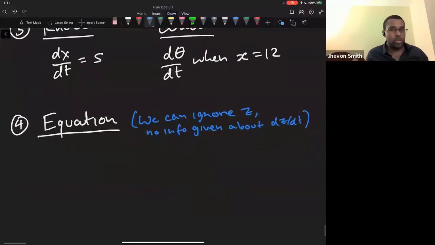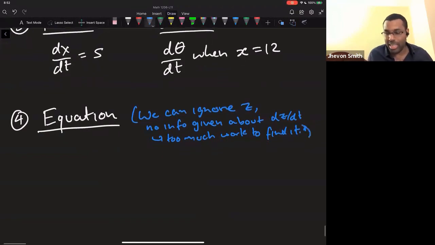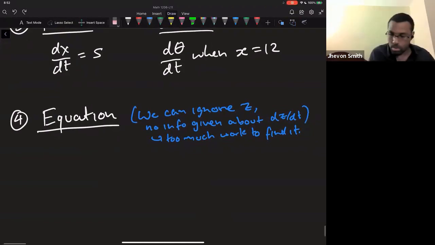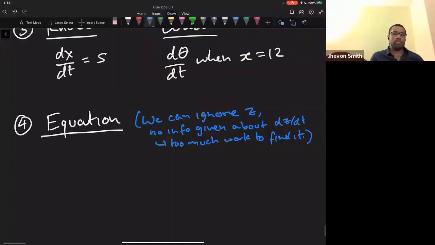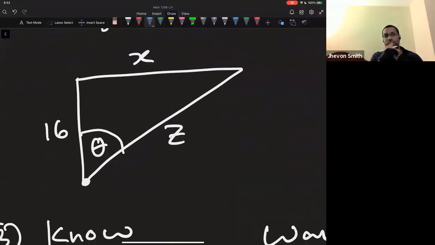Now, technically, we could find this information, but it's too much work. You'd have to do another related rates problem to find that. So the idea is, let's not do it. Let's just ignore Z. We don't actually need it. Now we're in a situation where, can you think of an equation that would relate theta and x?